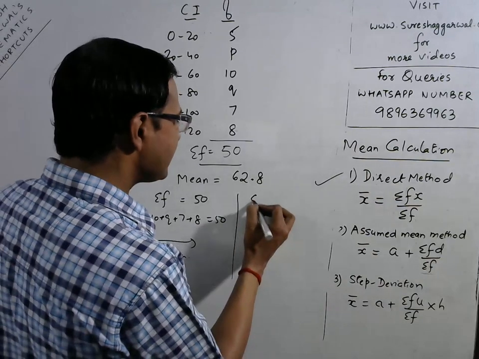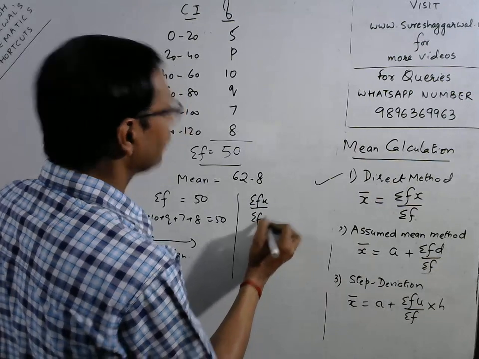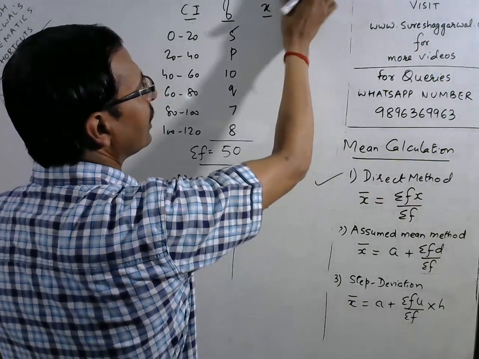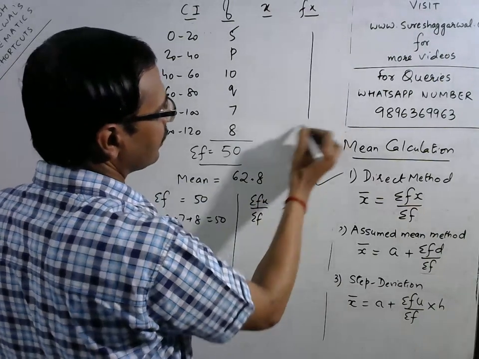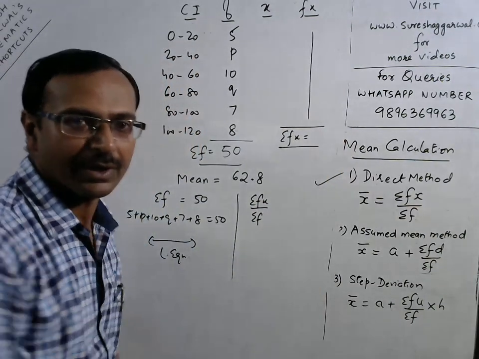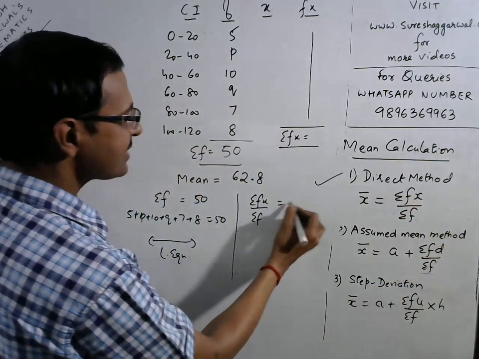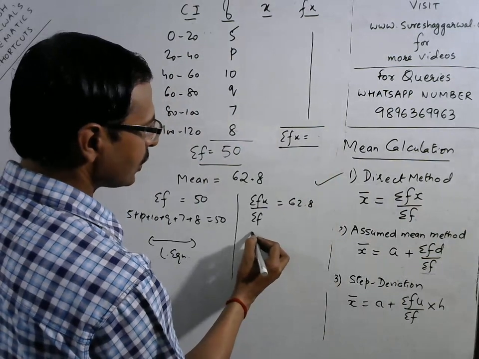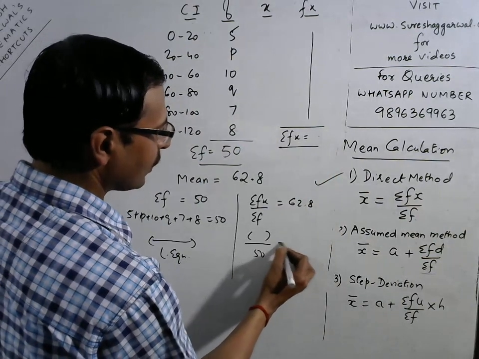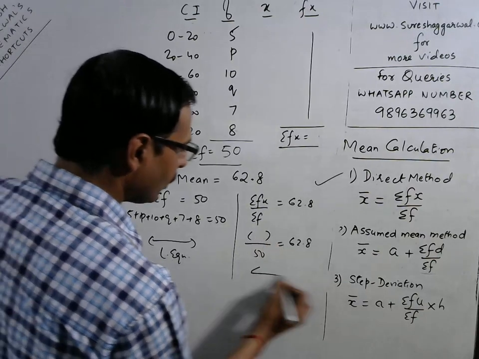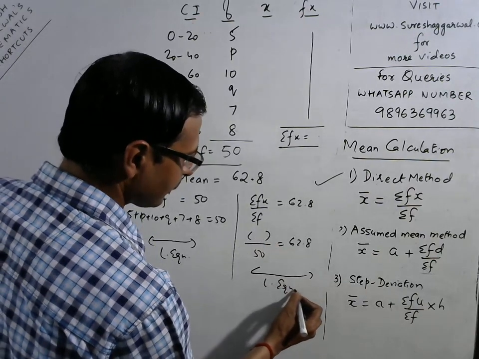And the other part will be sigma fx upon sigma f. You can calculate x, then fx. So these two columns and then sigma fx. This is the column you have to make in direct method. Mean is given 62.8. So put the values of these two, upon 50, equal to 62.8. So this will give you another linear equation.